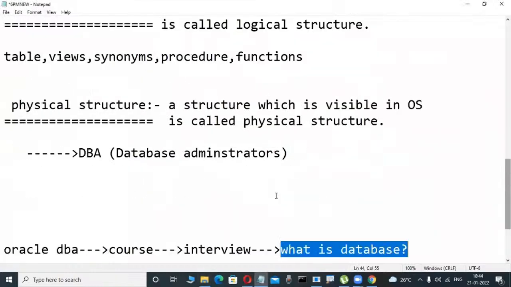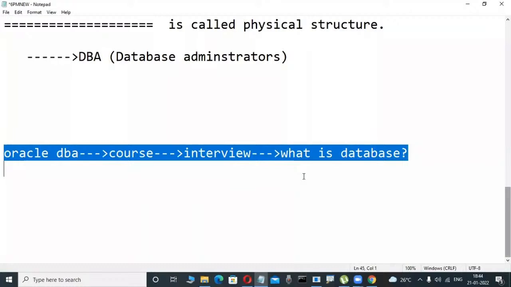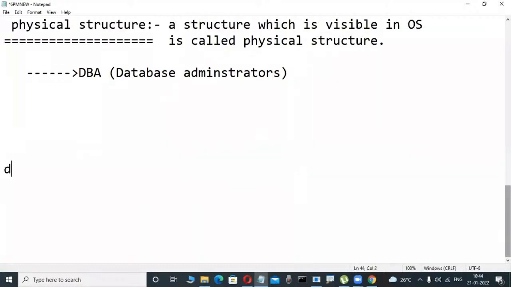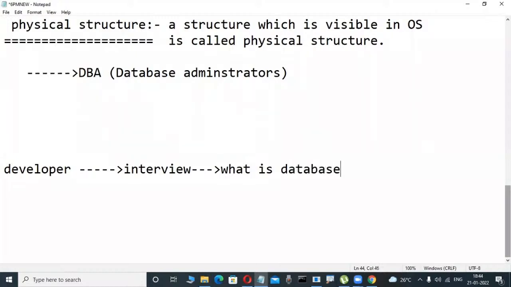Suppose I'm a developer, not an administrator. I'm a Java developer, SQL developer, PLSQL developer, or Python developer, like that. These developers are attending an interview. What is a database? They are not asking, but generally, what is a database? The developers tell the logical structure wise.